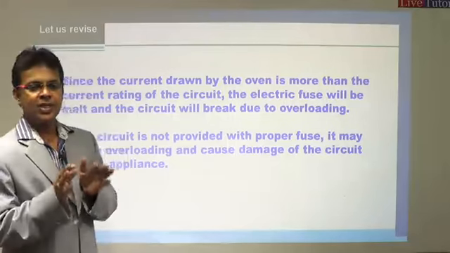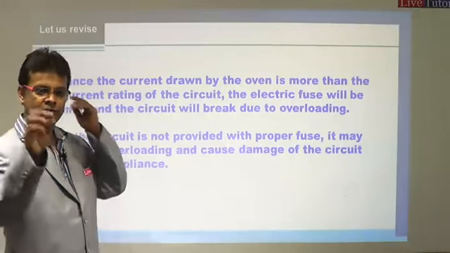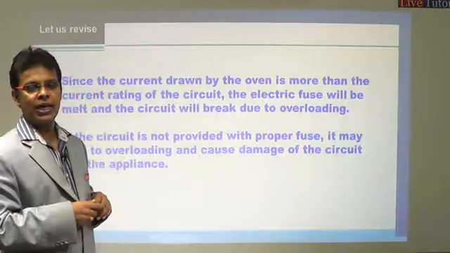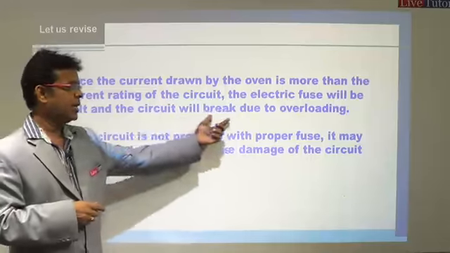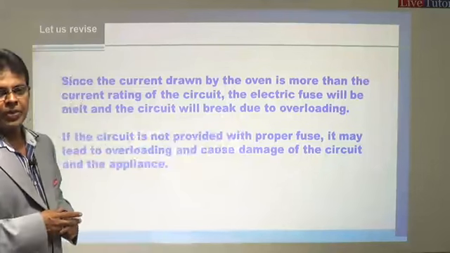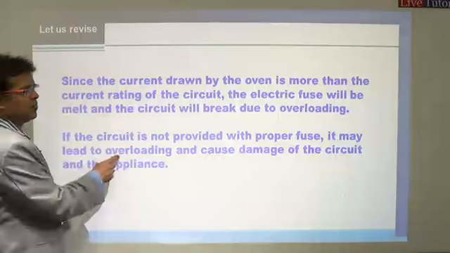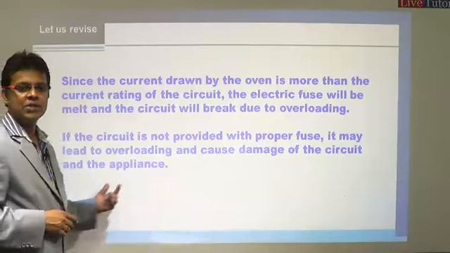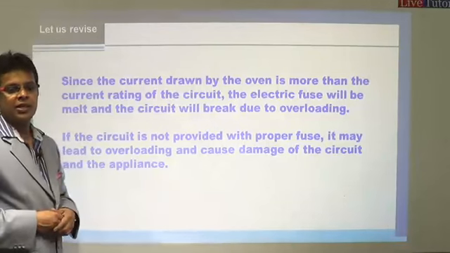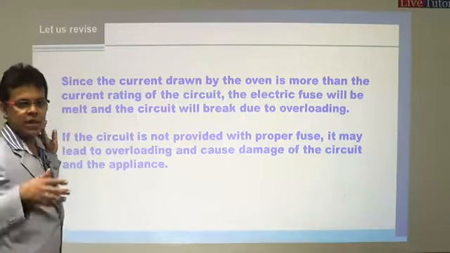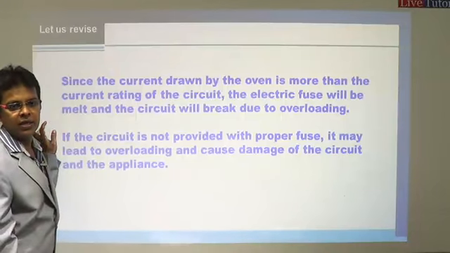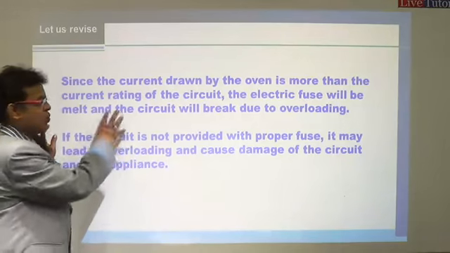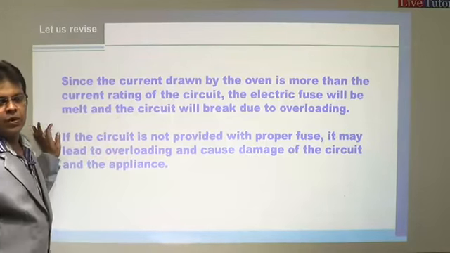Provided you have taken the safety measure in a house, if there is a socket which is carrying a fuse, due to the high current drawn by the electric oven, the fuse will get broken and the current will stop flowing. But if the circuit is not provided with the proper fuse, what will happen? It will lead to overloading and cause damage to the circuit and also the appliance. The appliance will get damaged or the circuit will be burnt away. Right? So these are the two possibilities we can expect due to this overloading.